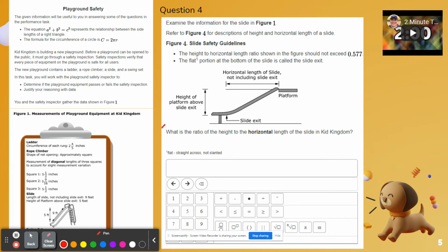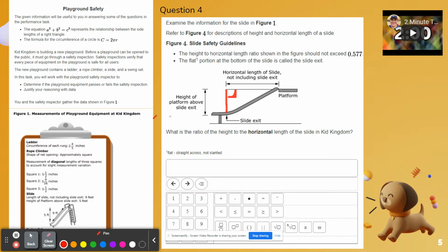Now this one says the height to horizontal length ratio shown in the figure should not exceed 0.577. The flat portion at the bottom of the slide is called the slide exit. So, what is the ratio of the height to the horizontal length of the slide? So we're talking about this part. We want to know what the ratio is here.